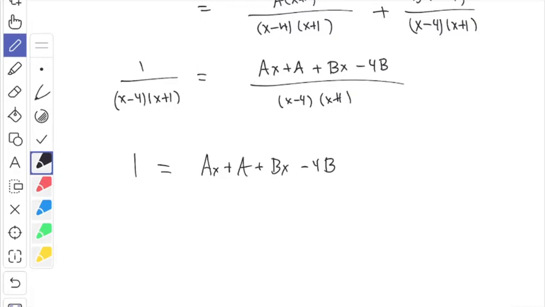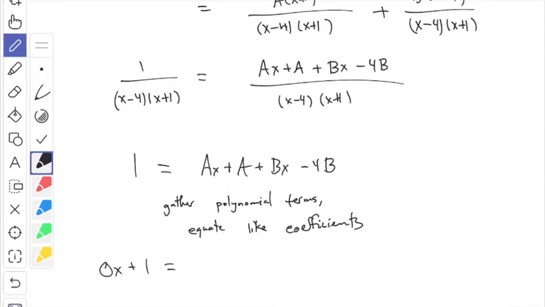So I will say, gather polynomial terms. You'll see what I mean by this in a moment. And equate the like coefficients. So on the left, it says 1. I'm going to write that as a polynomial, 0x plus 1. And on the right, it's a bunch of stuff, but I'm going to rearrange it and gather the x parts. It will say a plus b times x, plus, and then the constant part is a minus 4b.